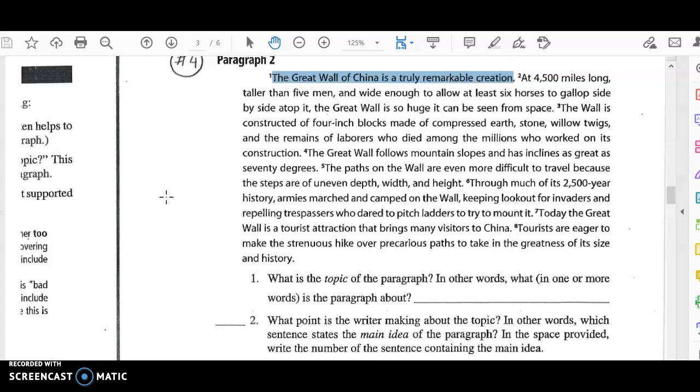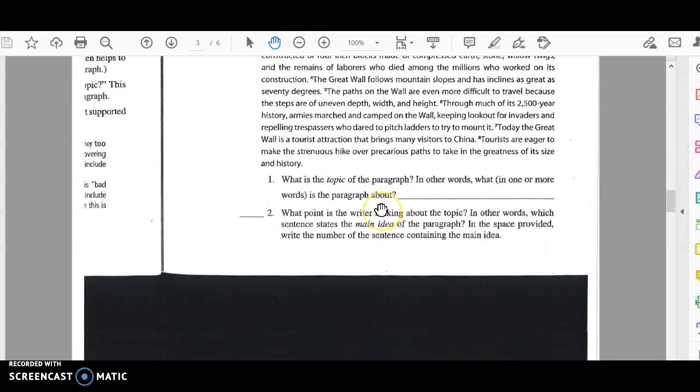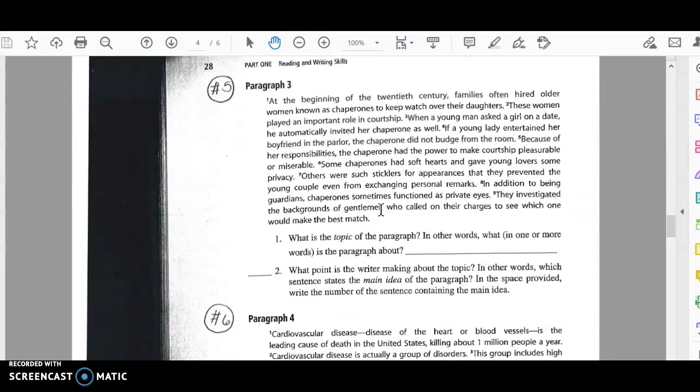Not always, and we'll talk about that with the third exercise here, but most of the time it's in the first or second sentence. Whoops, did not mean to zoom. Okay. Going to number 5.